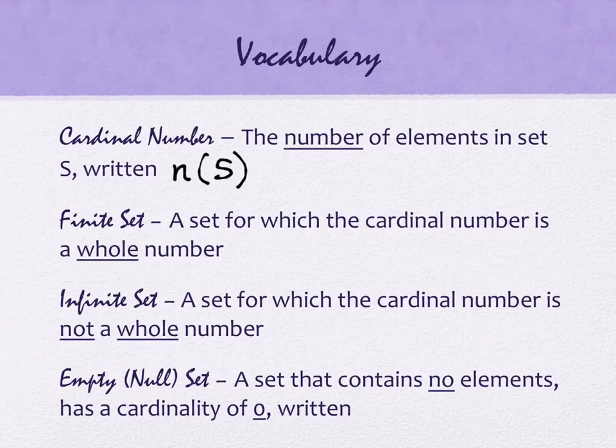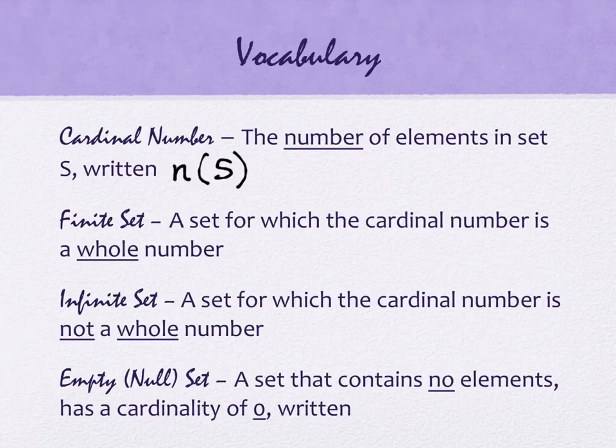Okay, so like if we're looking at this class as a set, I can count you all, and that would be our cardinality, right? If you're looking at your playlist on the phone, you could count the songs. Okay, that would be the cardinality. So it's just the number of items. A set is considered finite when the cardinal number is a whole number.